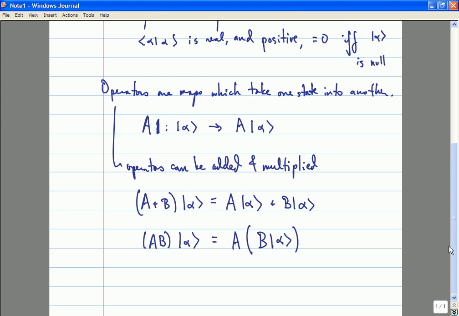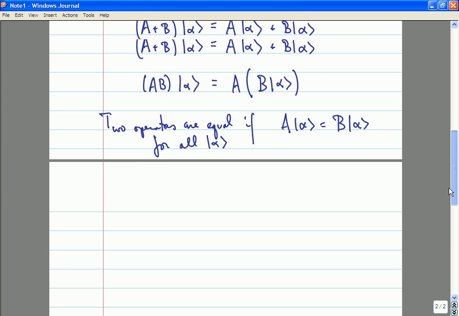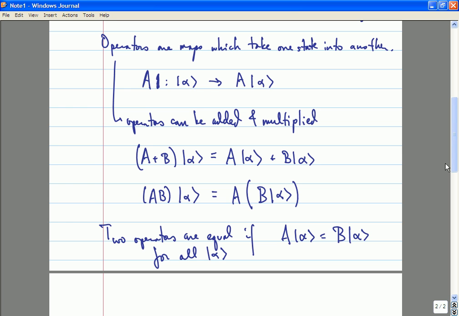And two operators are declared to be equal if A times alpha is equal to B times alpha for all states alpha. So that's just a practical definition of what we mean by two operators being equal. Now, there are various sorts of operators that one could be interested in acting on Hilbert spaces. But in quantum mechanics, the most important operators are those which are linear.